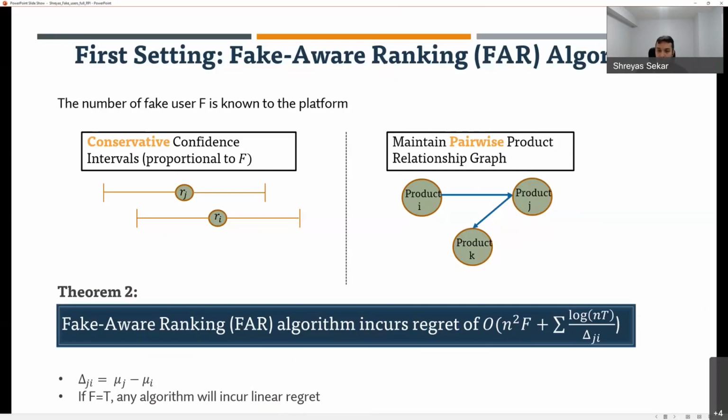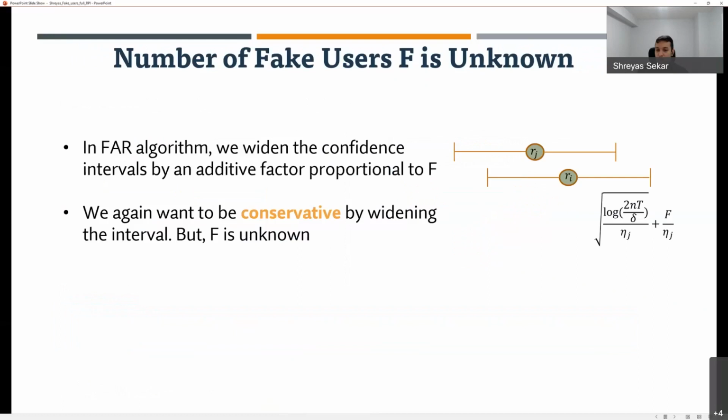So if this is okay, let's go to our more challenging setting. Remember, we increase the confidence intervals proportional to f. Now, as long as I know this factor f, things are pretty good because I can improve my confidence intervals. But the obvious question that comes about is, hey, what if you have no clue what this factor f looks like? How are we going to widen the confidence interval?